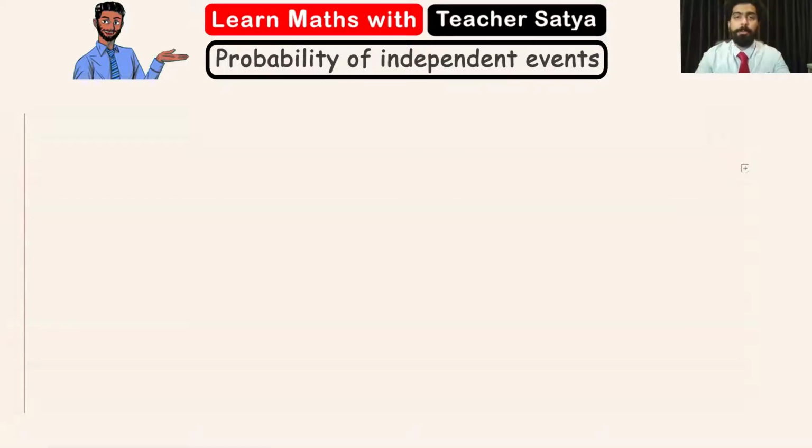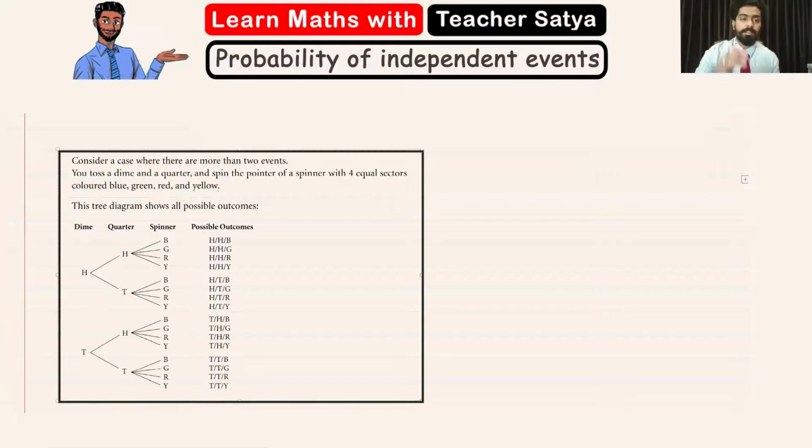So when we talk about probability, the rule of probability events can be extended to 3 or more independent events also. If we take a look at this question, let's consider a case where there are more than 2 events. In this tree diagram, we have a dime, a quarter, and a spinner colored blue, green, red, and yellow. The total possible outcomes are 16, right, guys? Now let me teach you briefly how to draw the tree diagram.